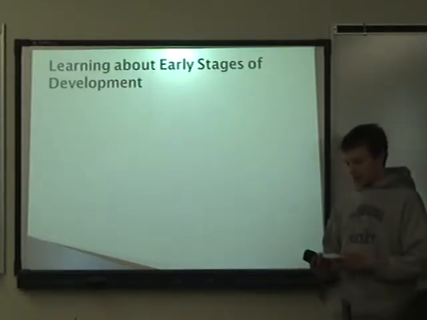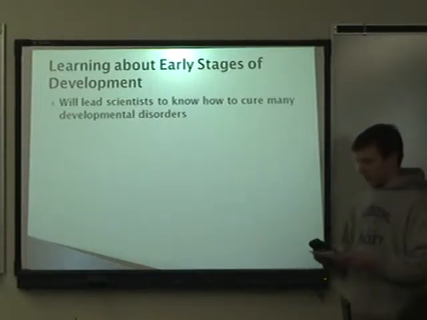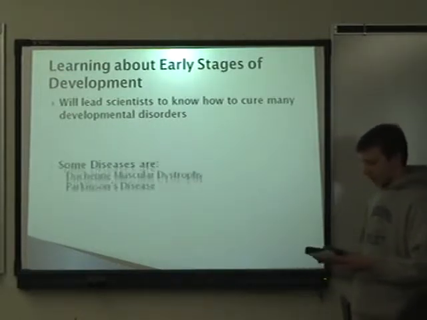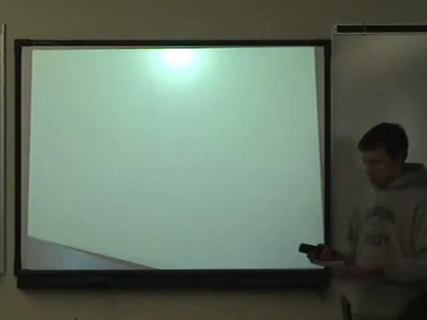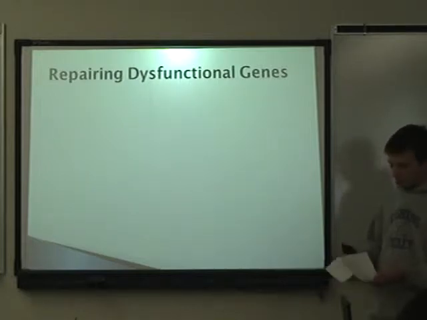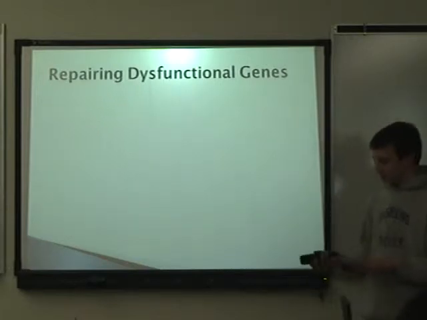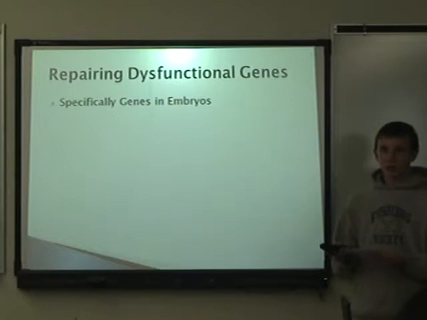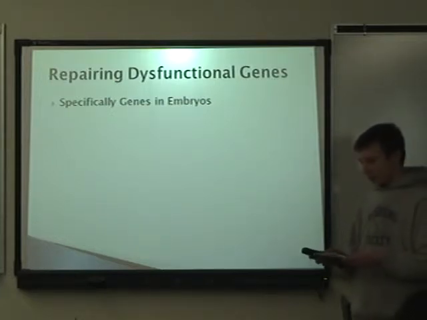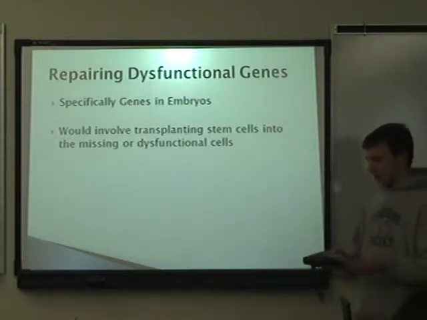Therapeutic cloning helps learn about early stages of development, which will help scientists know how to cure many developmental disorders. Some of them are Duchenne muscular dystrophy and Parkinson's disease. Repairing dysfunctional genes is another thing that therapeutic cloning helps with. Specifically, genes in embryos can be repaired using therapeutic cloning. It involves transplanting some stem cells into the missing or dysfunctional gene to help fix them.